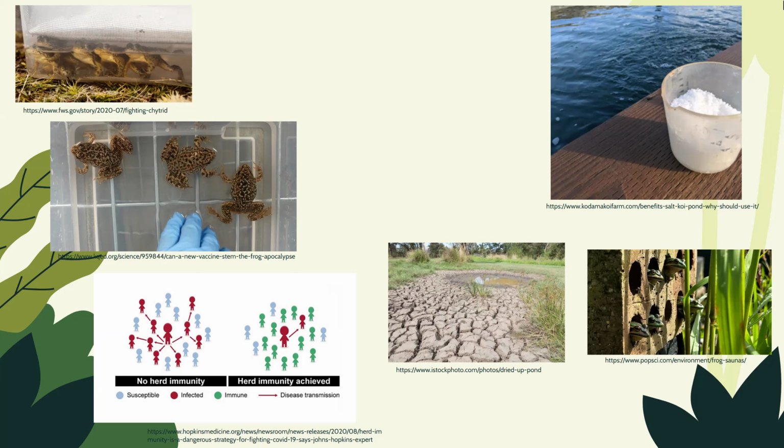Using our second strategy of reducing chytrid, we can treat ponds with antifungal chemicals, increase their salinity, or dry them out completely to eliminate the chytrid. Providing artificial heat sources, like this frog sauna, decreasing shade, and removing reservoir hosts, which are asymptomatic species that carry pathogens, are other ways of reducing chytrid.